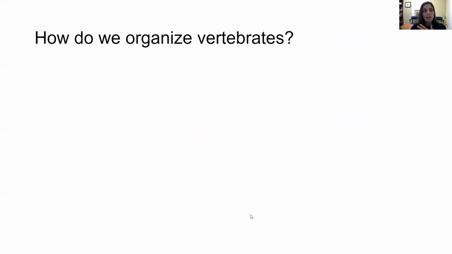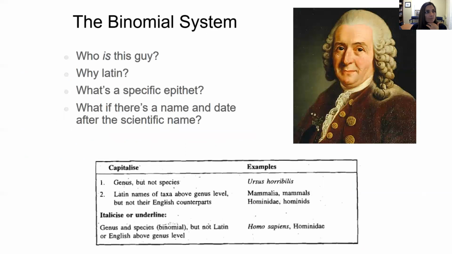So how do we organize vertebrates? The binomial system is kind of how it all started. You go back to this guy, you know his name? Can you think of it? His name originally was Carl von Linné, and then he Latinized his name, Carolus Linnaeus, when he came up with the system of how we name organisms, binomial nomenclature. So he actually made his name into binomial nomenclature.